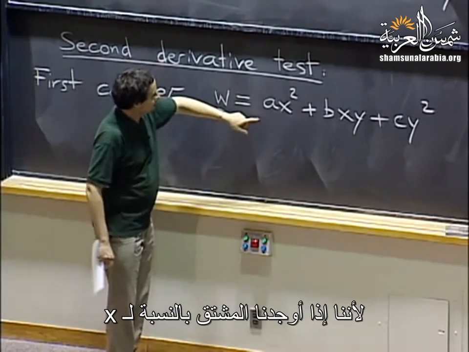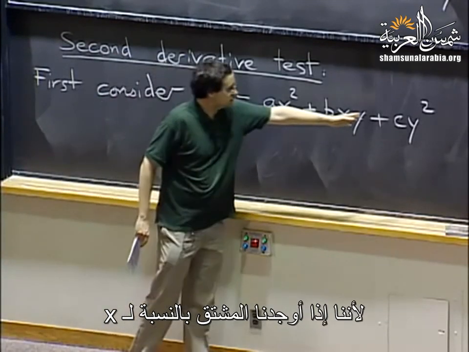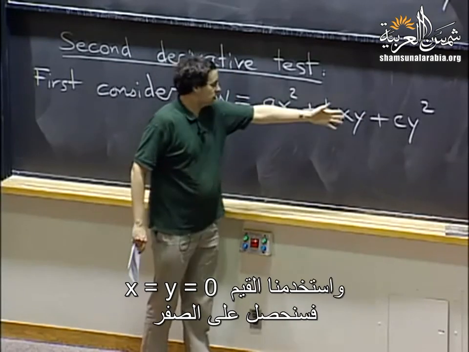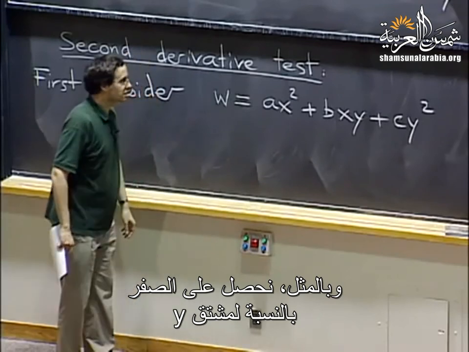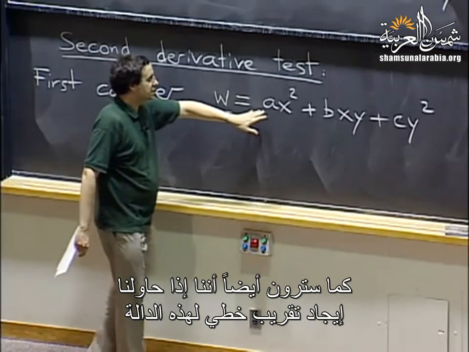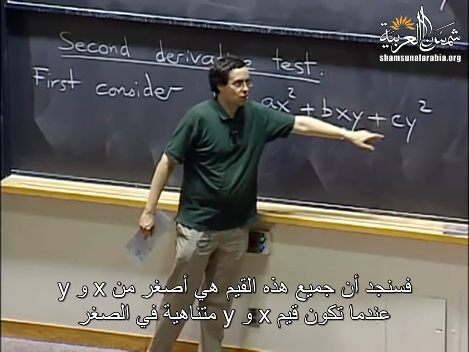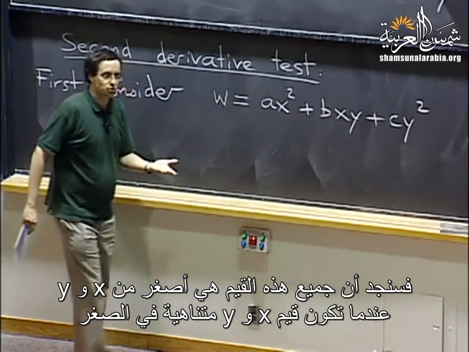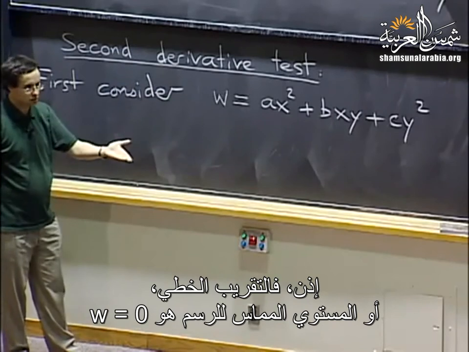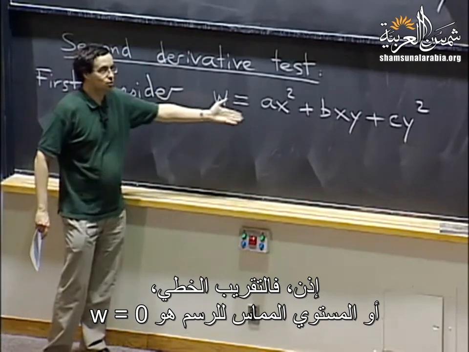Because if you take the derivative with respect to x, and if you plug in x equals y equals 0, you'll get 0. And same with respect to y. You can also see if you try to do a linear approximation of this, all these terms are much smaller than x and y when x and y are small. So the linear approximation, the tangent plane to the graph, is really just w equals 0.